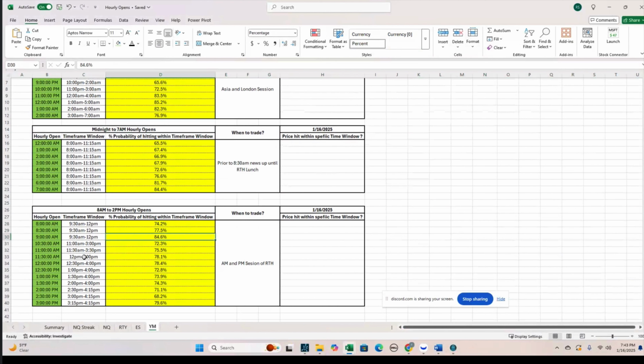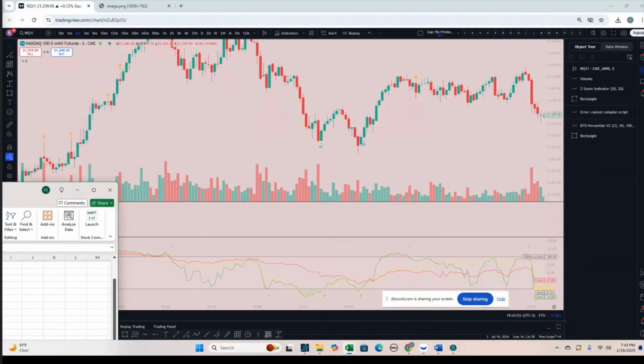So when I'm trading, and we get too far away from an open, I may start looking for an entry back up to hit this open during this time frame. So I'll give you an example, right?